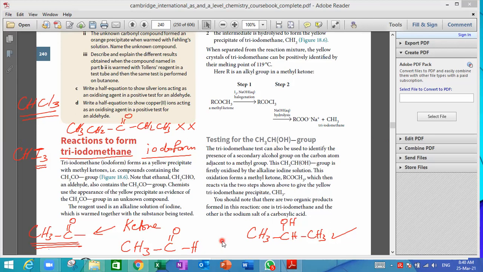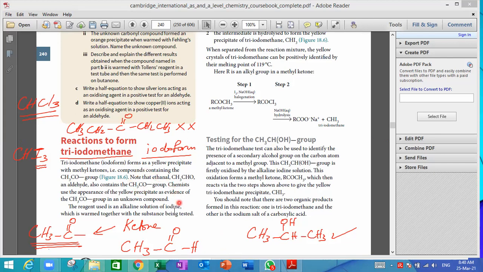Most of the time, they bring you more than one organic compound. They do different experiments on these compounds, and they tell you from this experiment, deduce the structure of A, deduce the structure of B, deduce the structure of C. You understand? So you have to be very careful when you study these reactions.